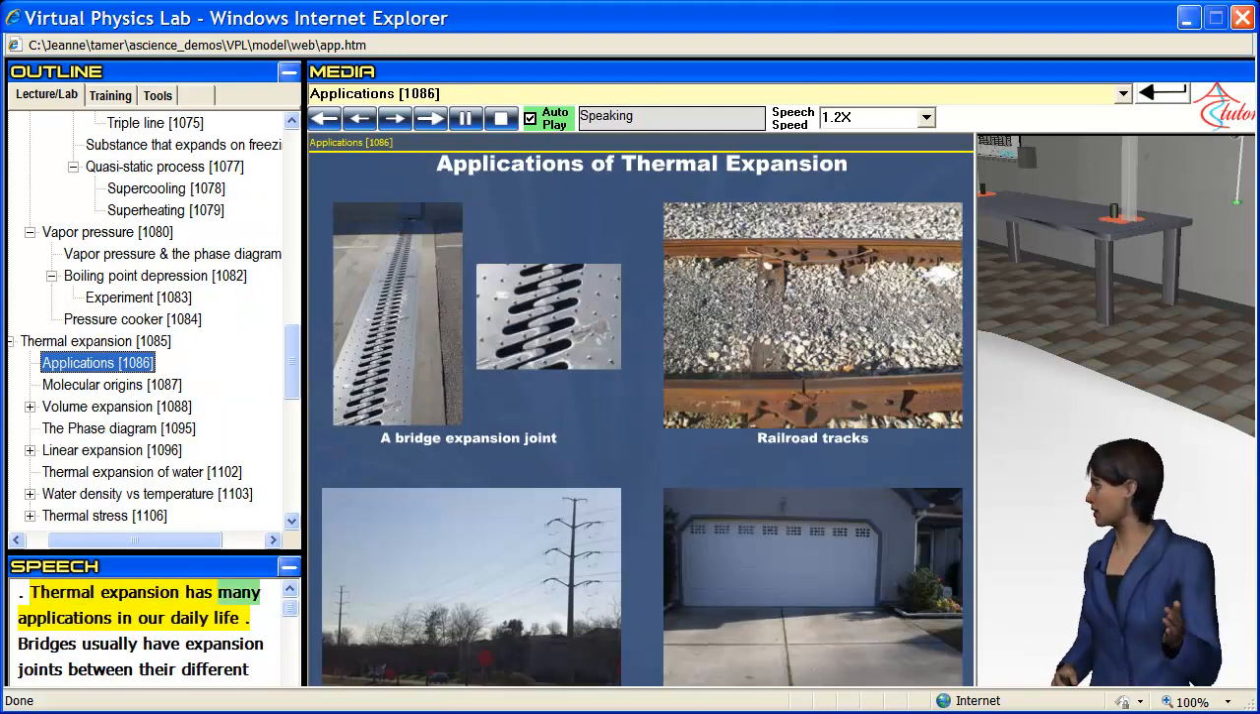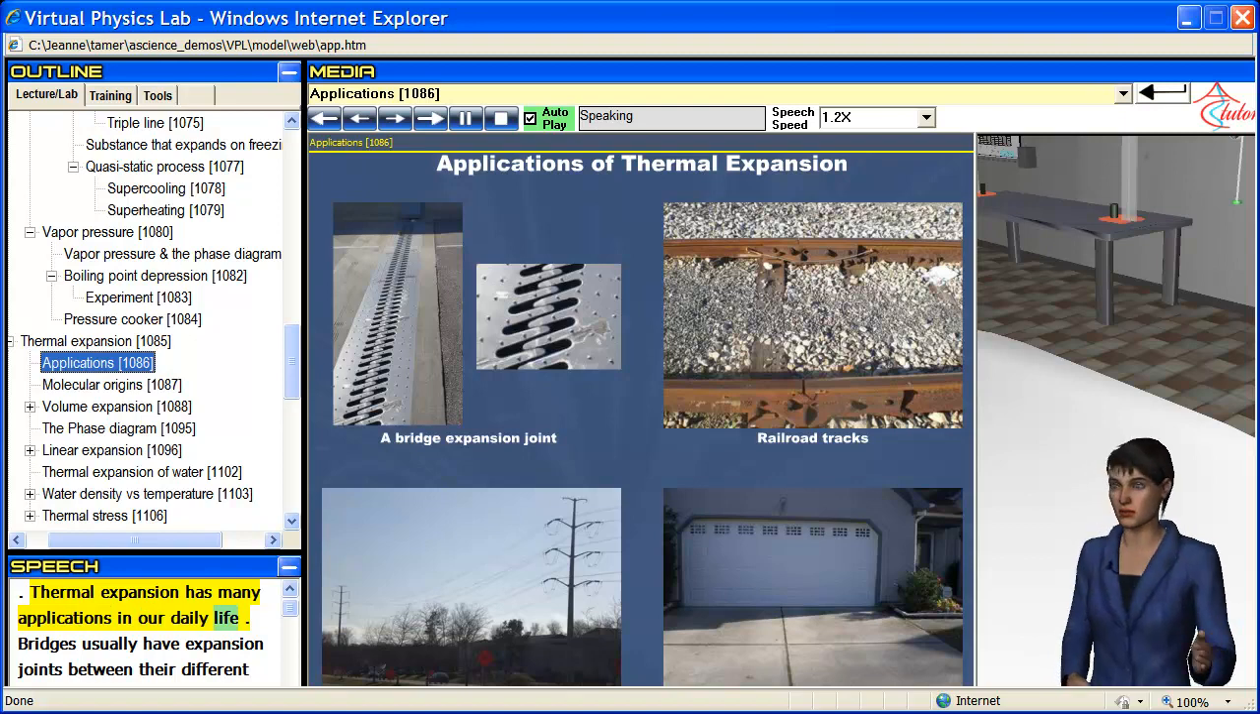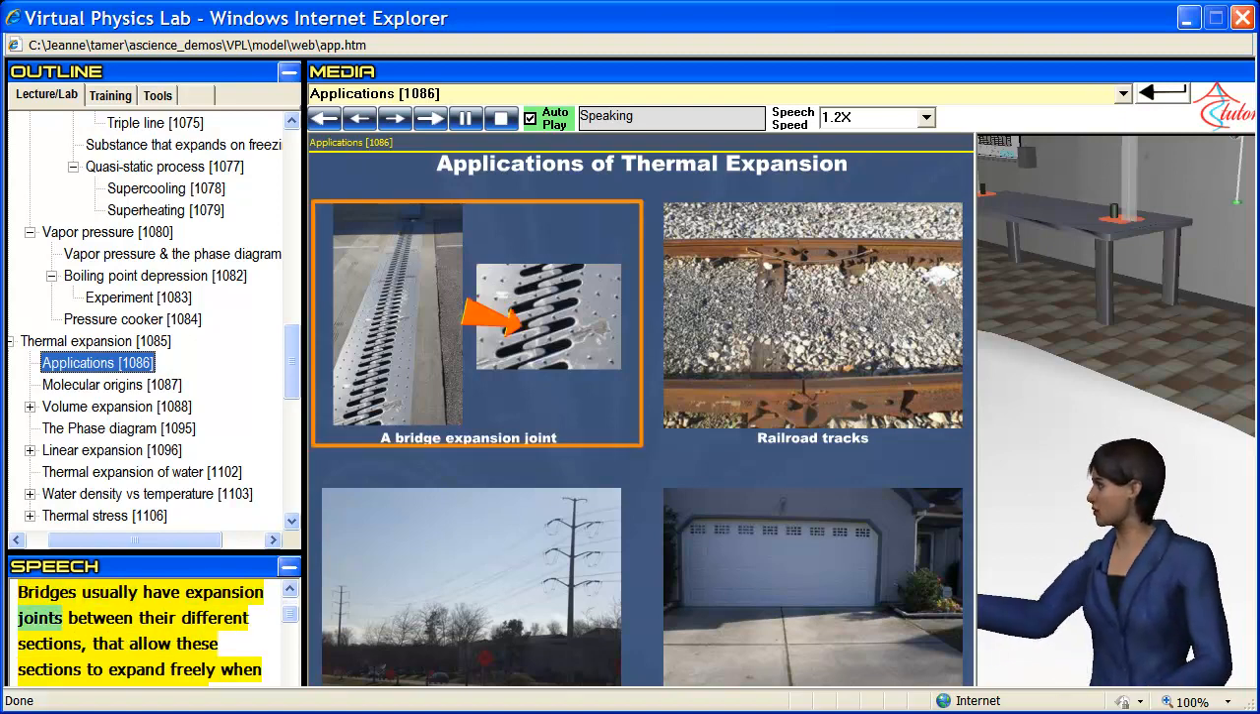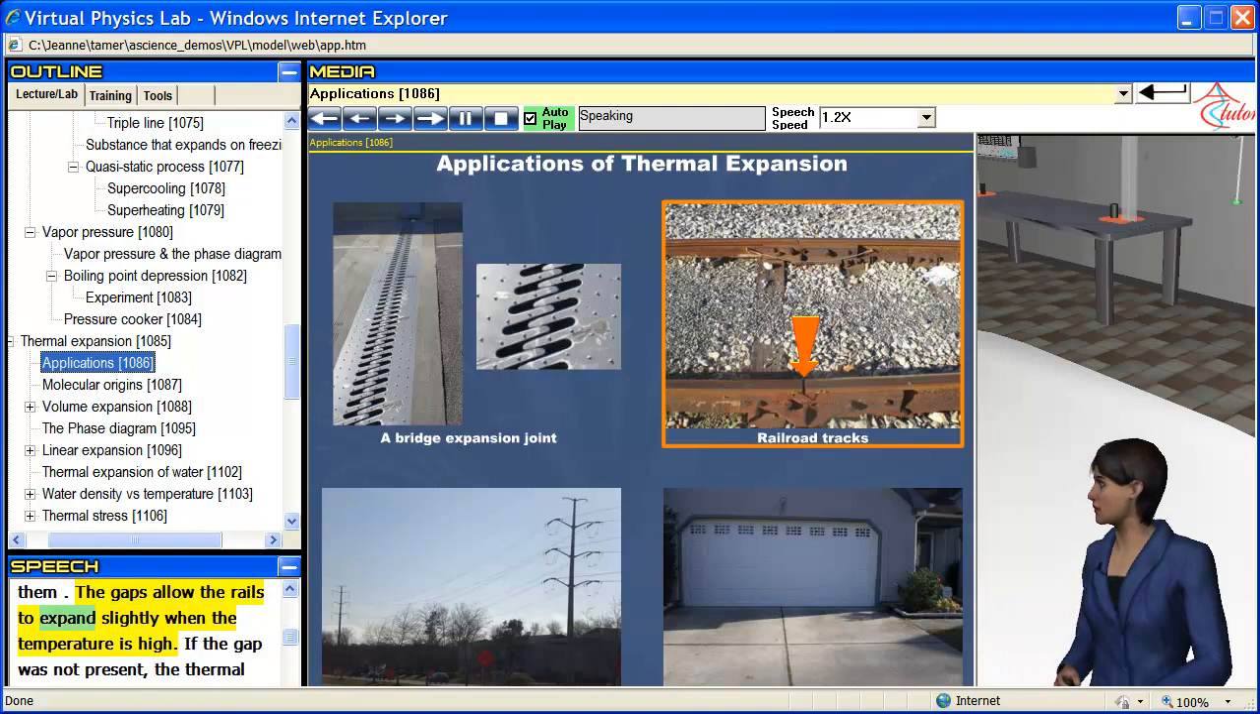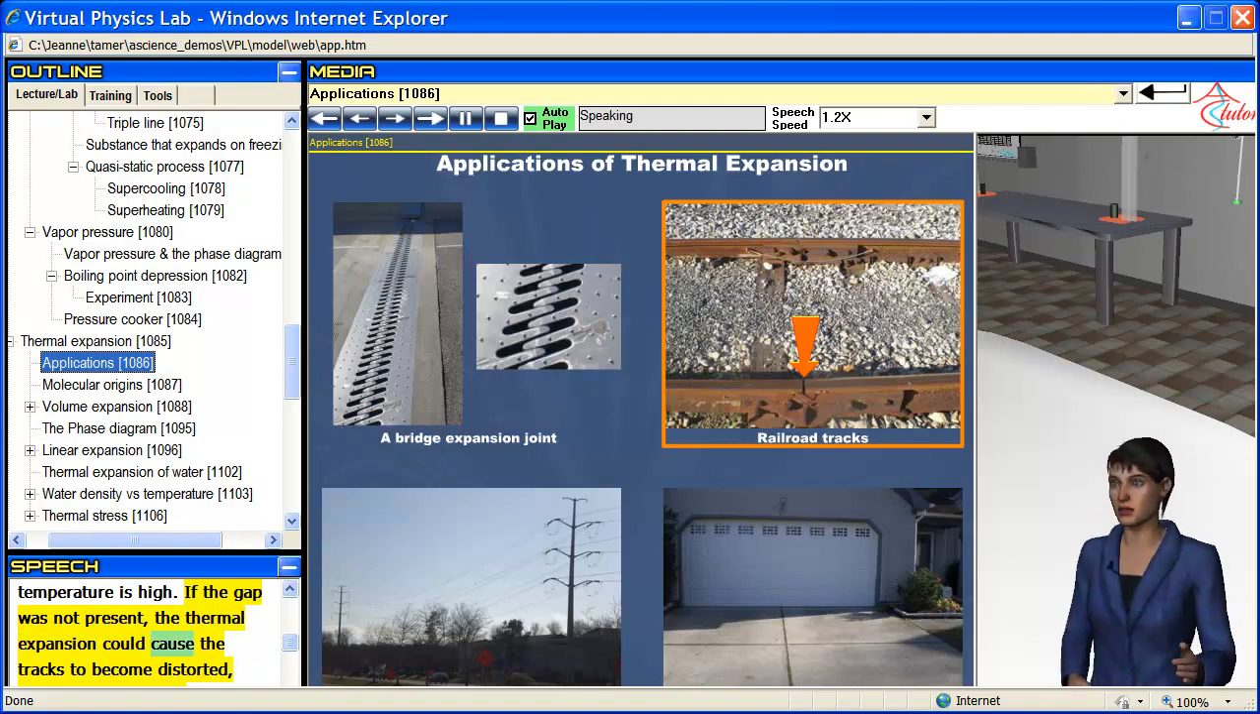Thermal expansion has many applications in our daily life. Bridges usually have expansion joints between their different sections that allow these sections to expand freely when the temperature is high, without distorting the bridge structure. Railroad tracks also always have small gaps between them. The gaps allow the rails to expand slightly when the temperature is high. If the gap was not present, the thermal expansion could cause the tracks to become distorted, which could lead to a derailment.